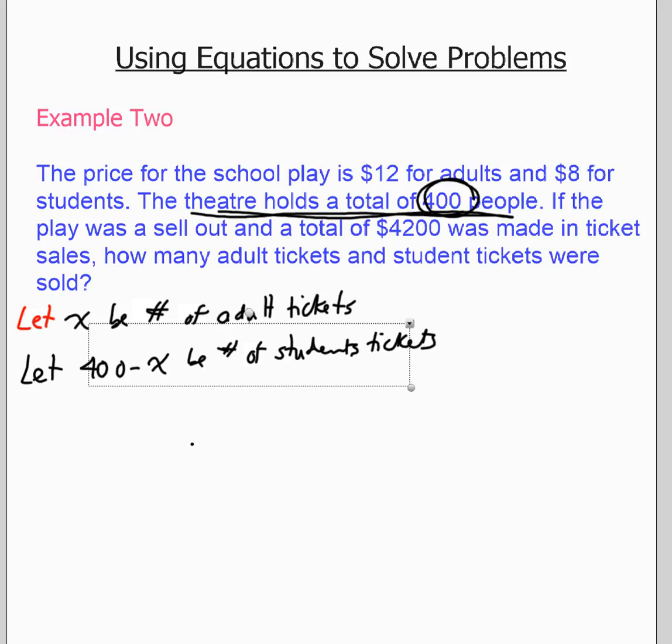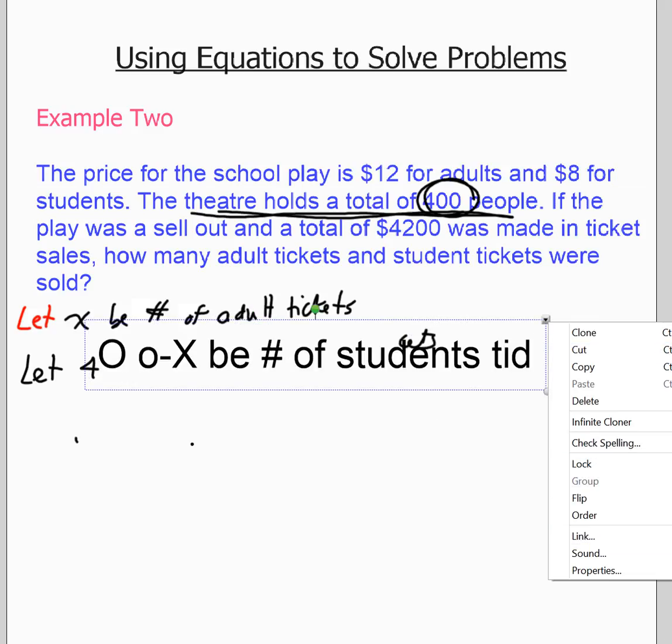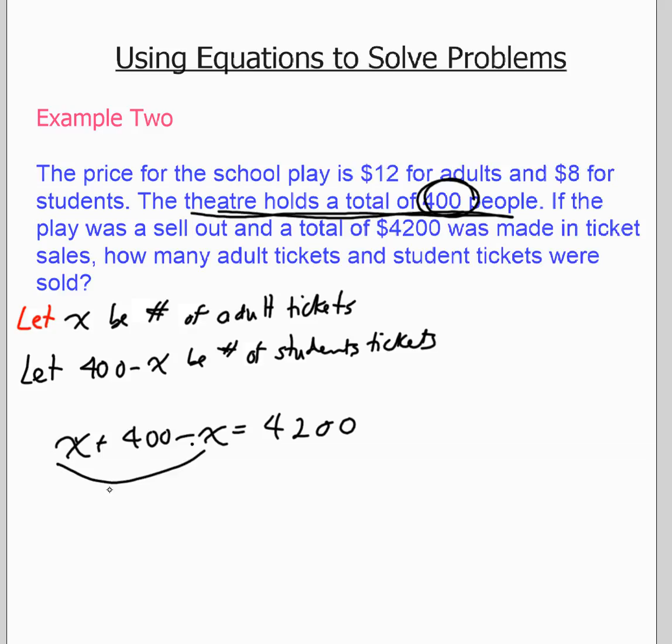So probably a lot of you want to just go straight to, I don't know what happened there. Let's see if I can undo that. Okay, we'll just ignore that. A lot of you would want to go straight to, well, X plus 400 minus X equals $4,200. The problem with that is this is the number of tickets. This is the money made. Does the number of tickets equal the money made? The answer is no, they don't.